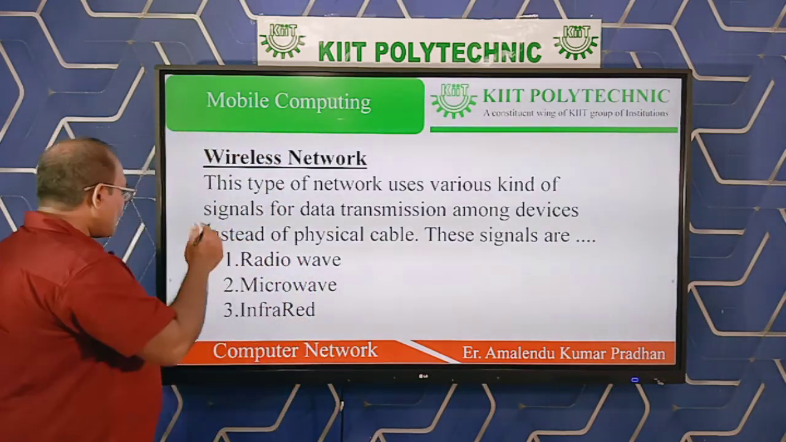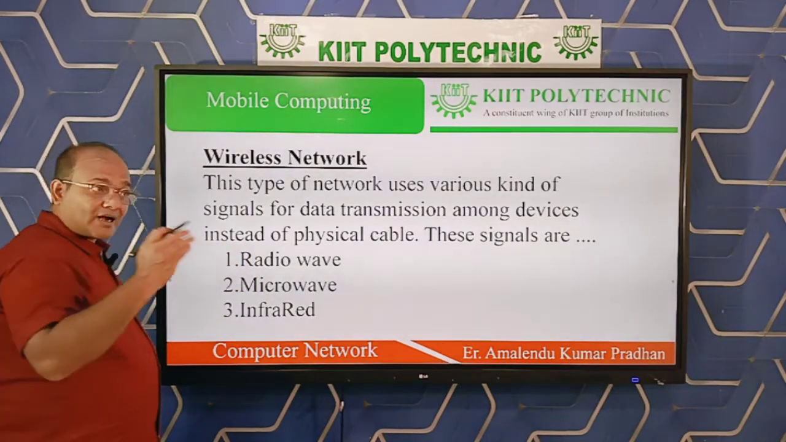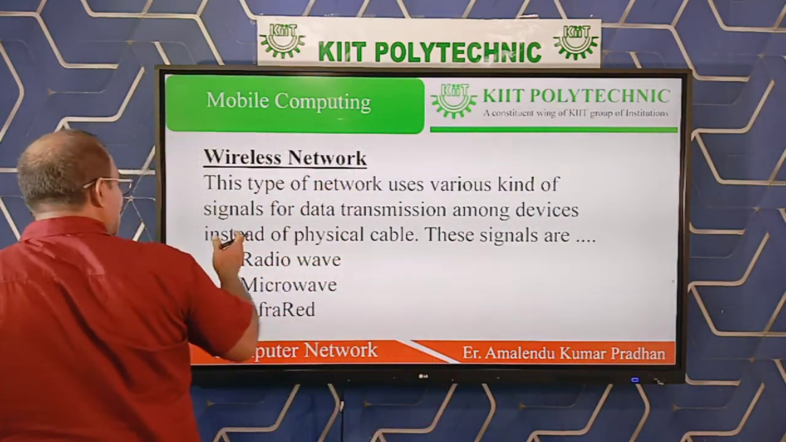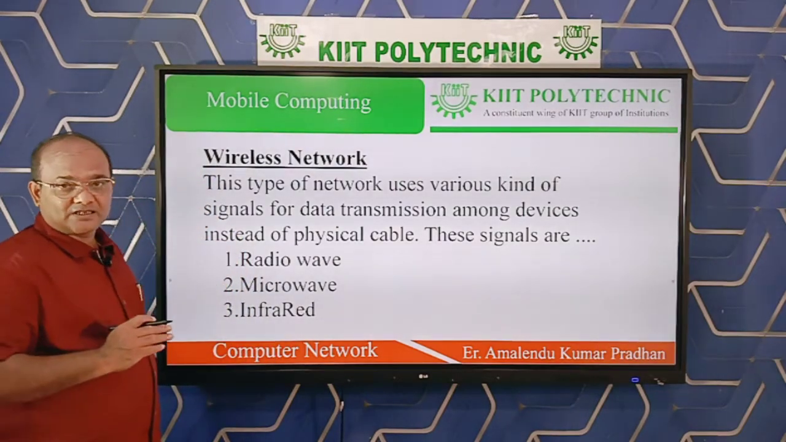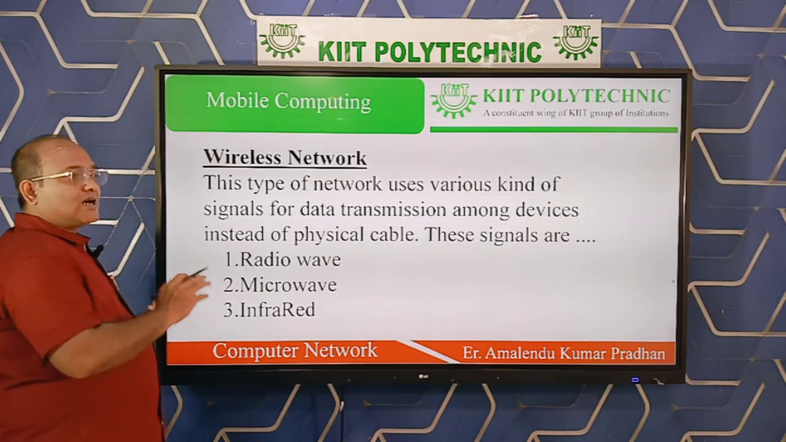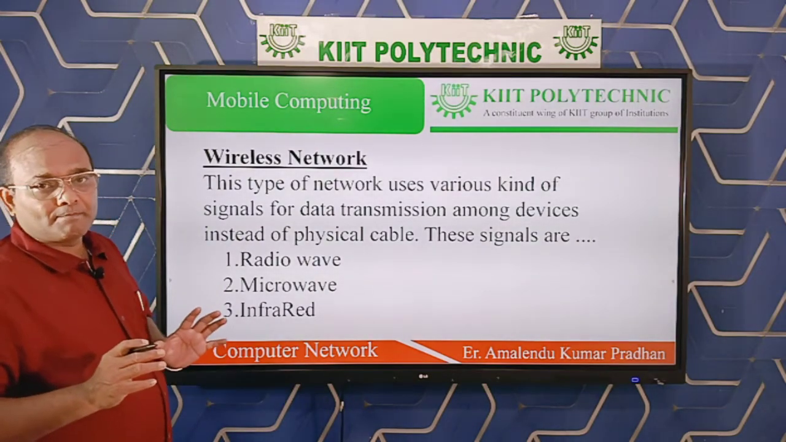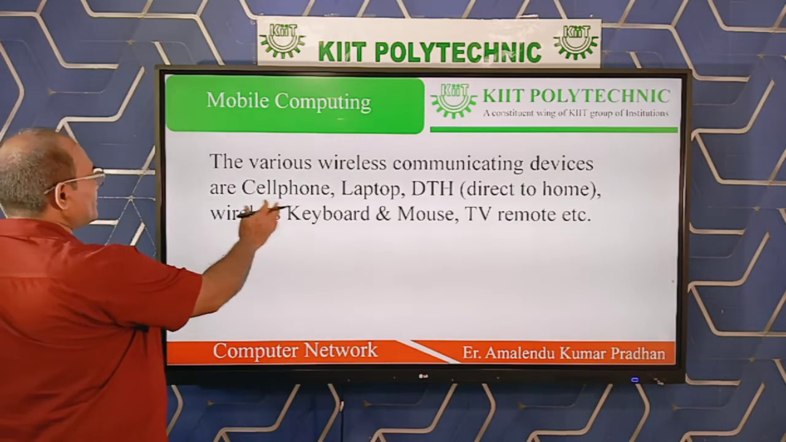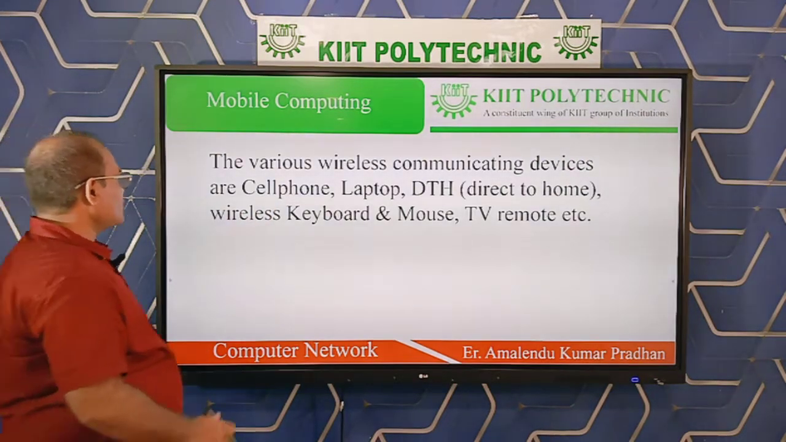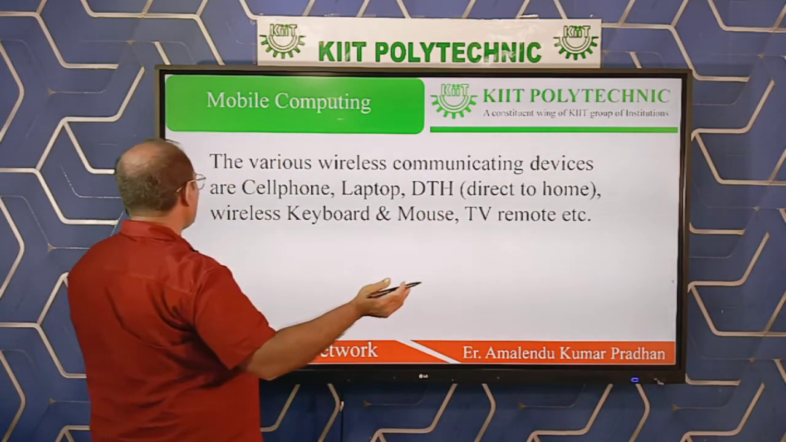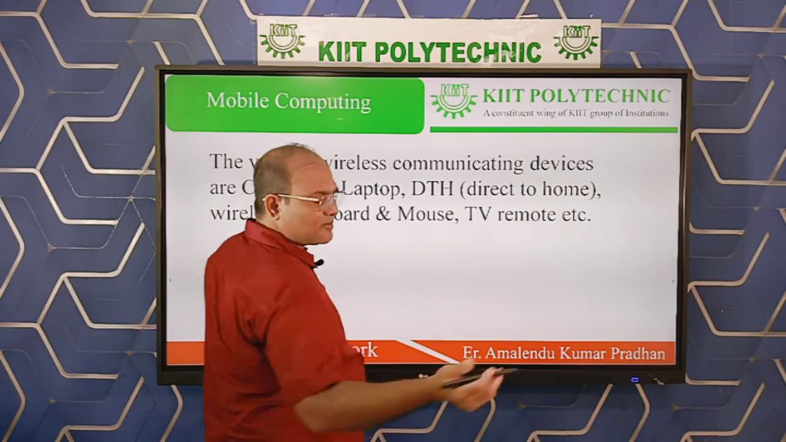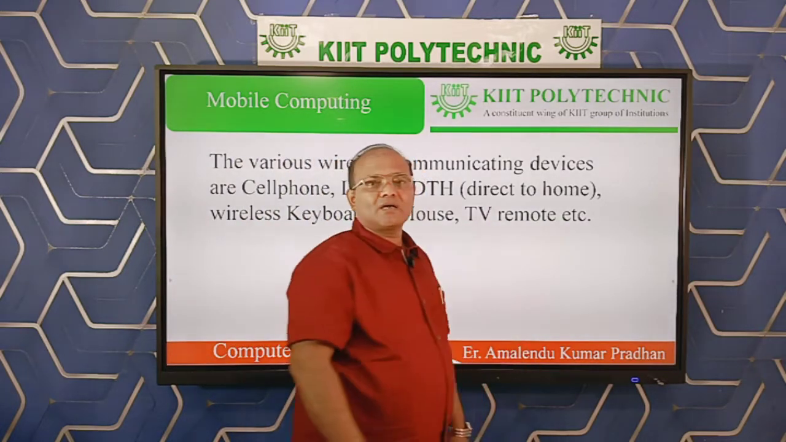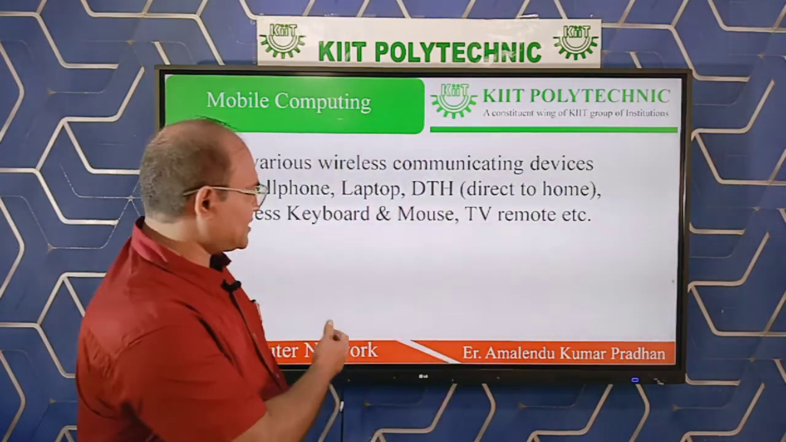In a wired network it uses Cat6 cable, optical fiber, coaxial, but in case of wireless it uses radio wave, microwave and infrared signals. So this network is called unguided media. These are some examples of your wireless network: cell phone, laptop, DTH meaning direct to home, wireless keyboard, mouse, TV remote, etc. For this TV remote we are providing a particular type of signal like infrared, which I told you in the previous slide.